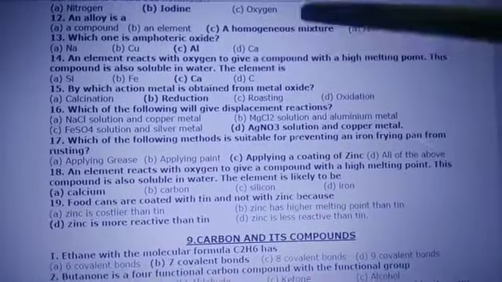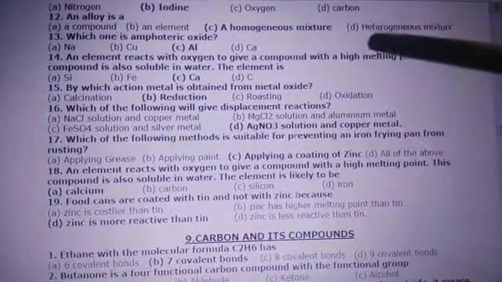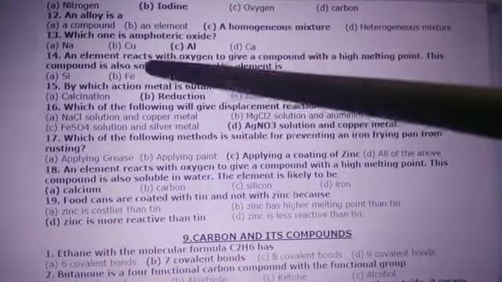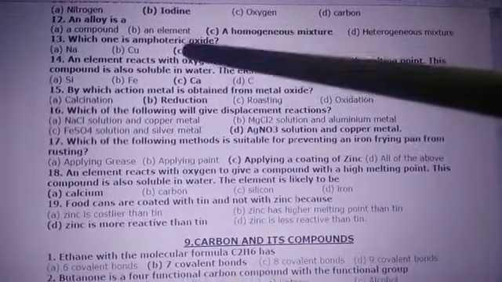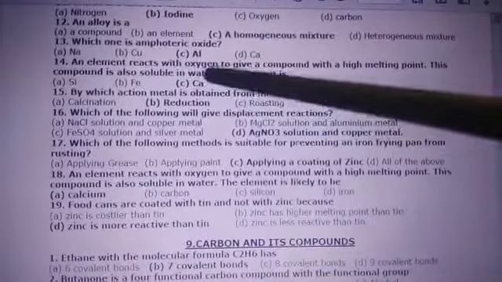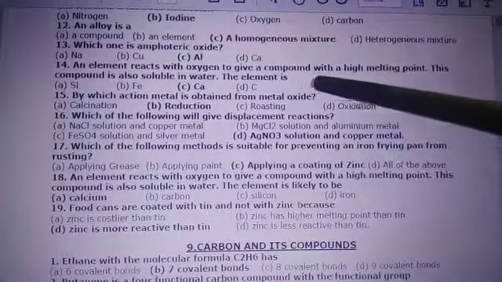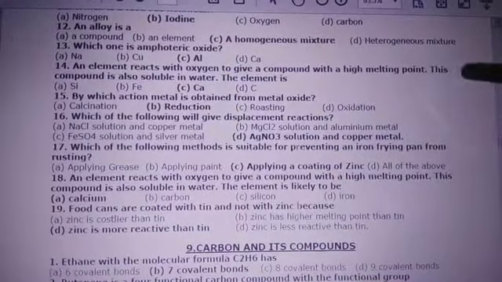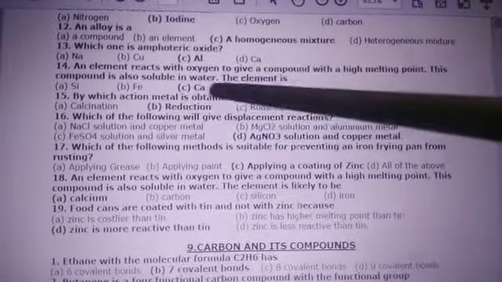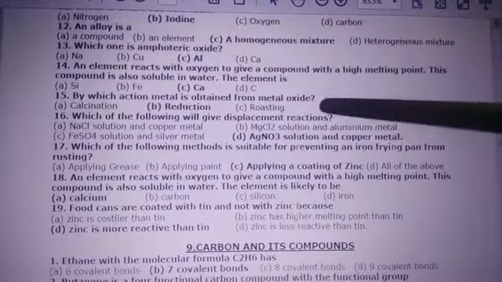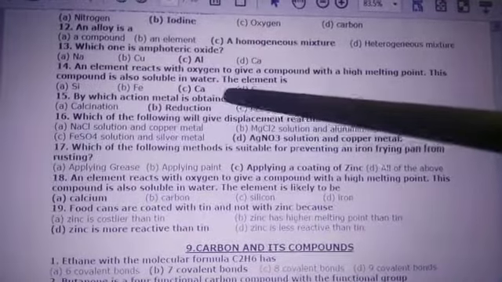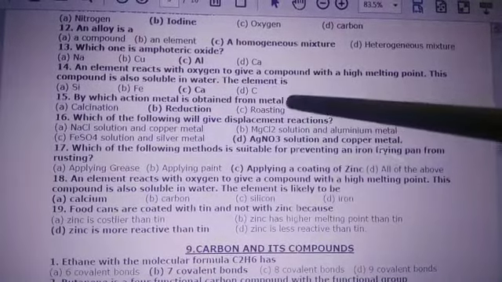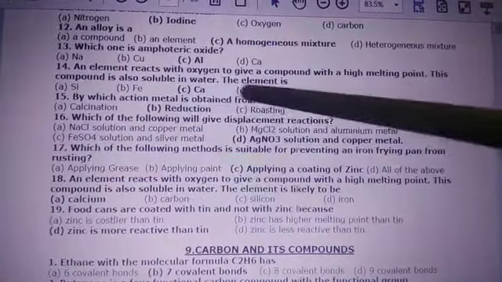13th question. Which one is amphoteric oxide? A, sodium, B, copper, C, aluminium, D, calcium. C, aluminium is an amphoteric oxide. 14th. An element reacts with oxygen to give a compound with a high melting point. This compound is also soluble in water. The element is A, silicon, B, ferrum, C, calcium, D, carbon. The answer is C, calcium.